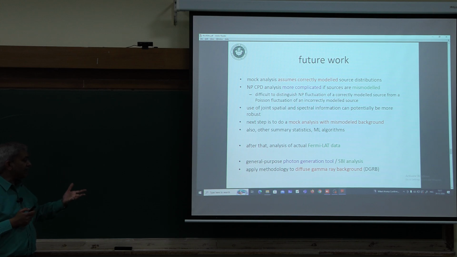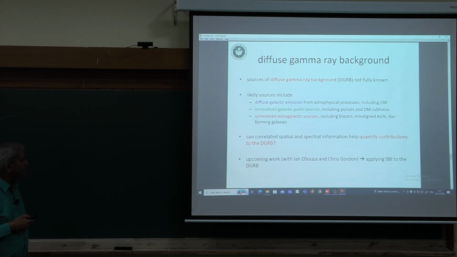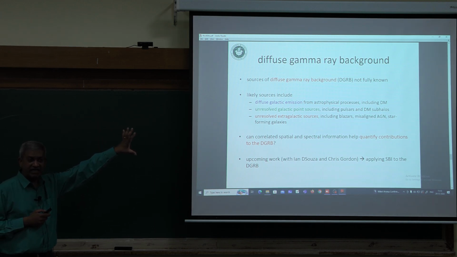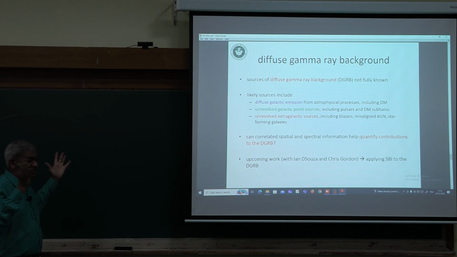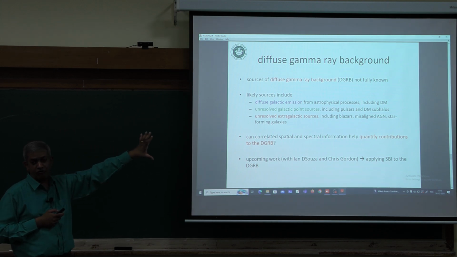Another track we're looking at is applying this as a general purpose photon generation tool for interfacing with simulation-based inference, and in particular applying that methodology to the diffuse gamma ray background. The diffuse gamma ray background is another thing like the galactic center excess, where we don't really know what the sources of it are. Likely sources include diffuse galactic emission from astrophysical processes in the Milky Way, including dark matter annihilation; unresolved galactic point sources, which could be unresolved pulsars or dark matter subhalos; and also unresolved extragalactic sources, which could include things like blazars, misaligned AGNs, and star-forming galaxies.